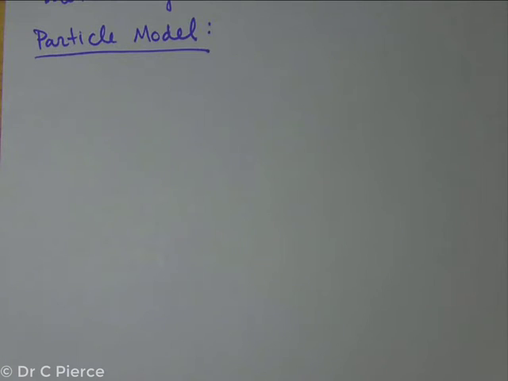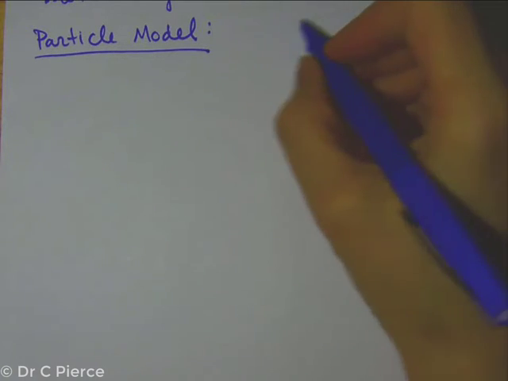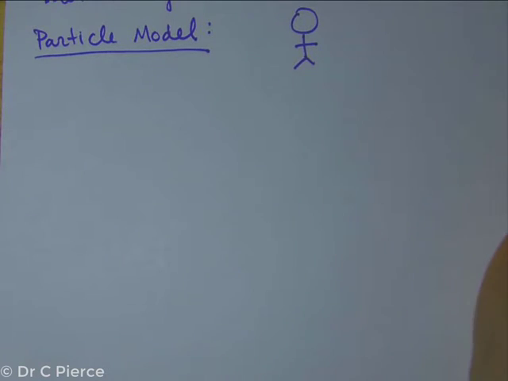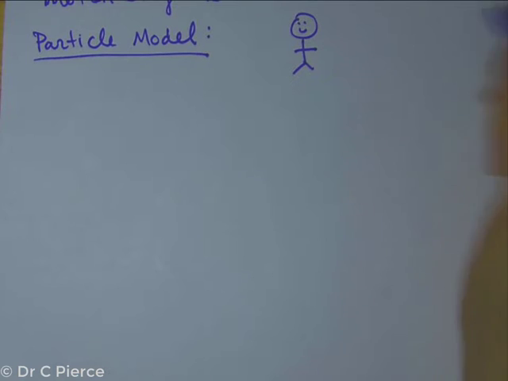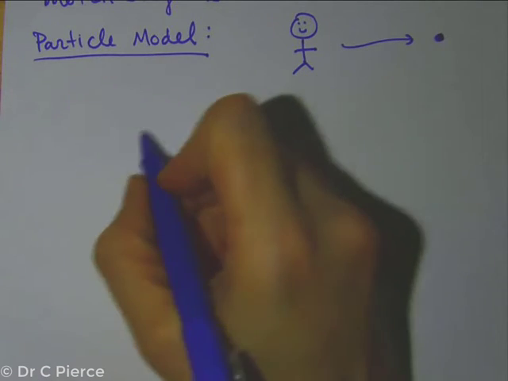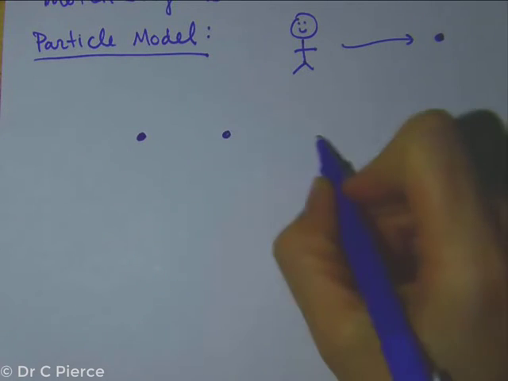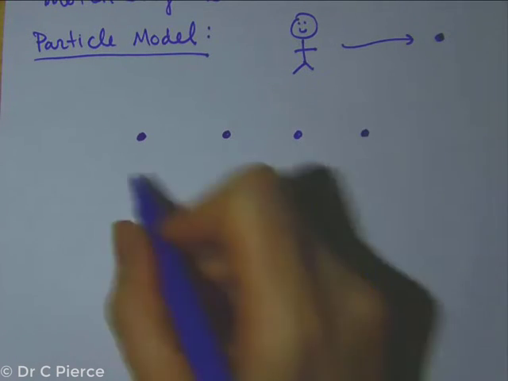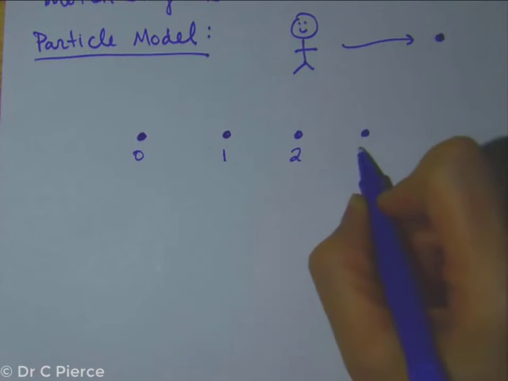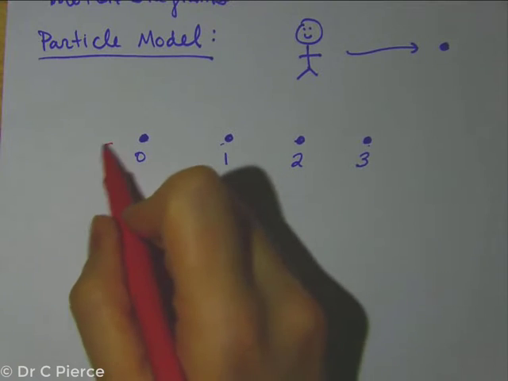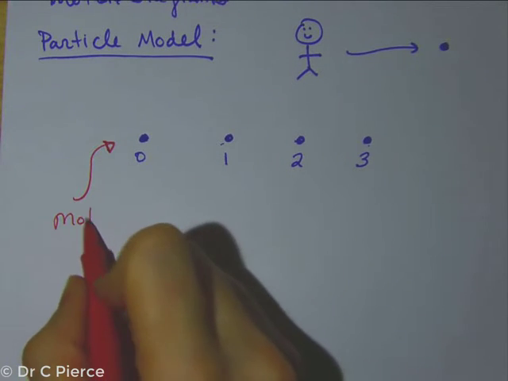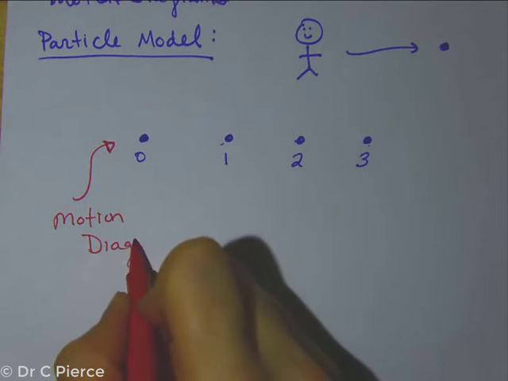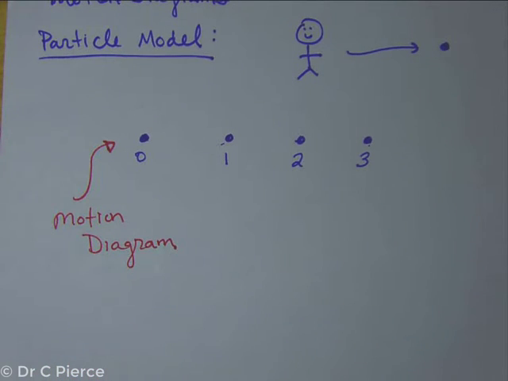So let's start off just by defining the particle model. It's really just the idea that we would take a more complicated object, like me, and just represent it as a single dot. So we can just mark my location as a single dot. And the point of that is just then it would be easier to mark my location as time changes. This could be time 0, time 1, time 2, time 3. And this that I just drew then could also be called a motion diagram. We are using particles, dots, to map out my motion as time changes.